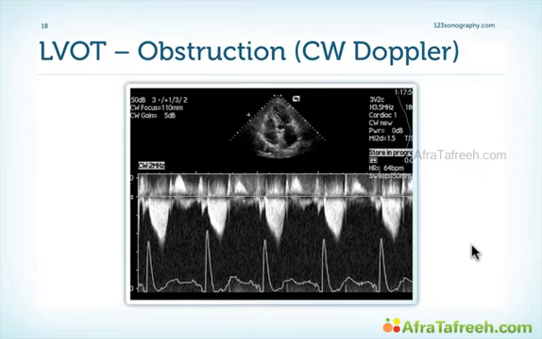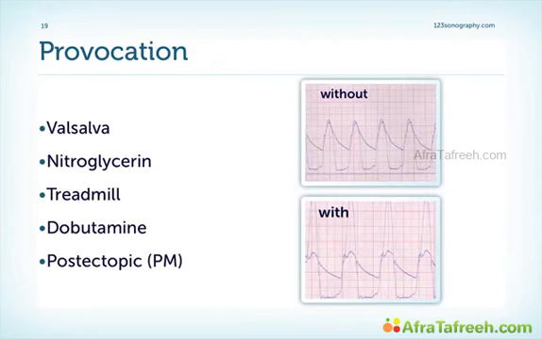Remember, when we quantify the severity of LVOT obstruction, we only look at the maximum velocities and not at the mean velocities or the mean gradients. Gradients in the LVOT can vary greatly from one exam to the other because they're influenced by so many factors. You can also provoke gradients and increase the velocity in the LVOT by a number of different factors. These include the Valsalva maneuver, the application of nitroglycerin.